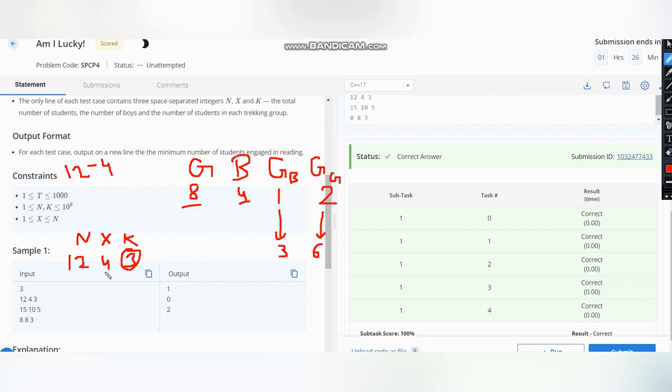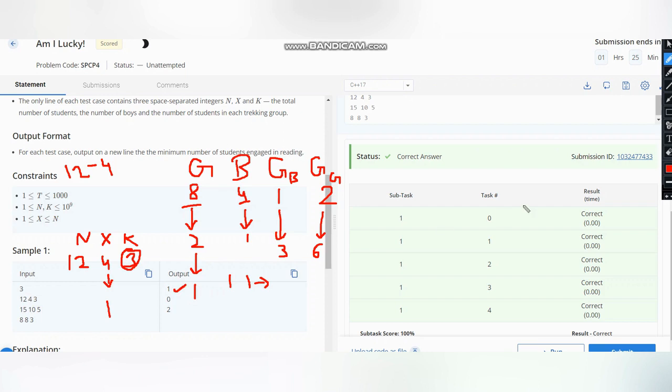Now if 3 boys are occupied, 1 is left, and if 6 girls are occupied, 2 are left. So if 2 girls are there and 1 boy is there, 1 girl and 1 boy can make a pair, and left is 1 girl, so that 1 girl will be engaged in reading. Hence here the output is 1.